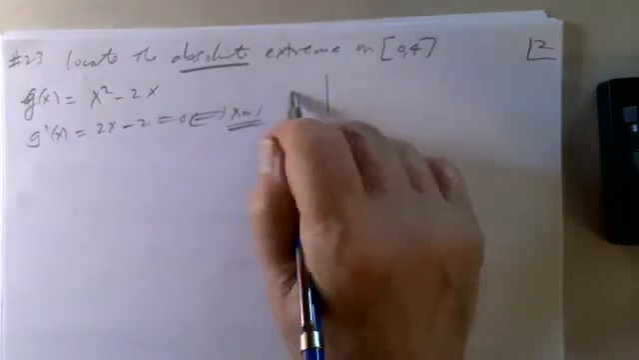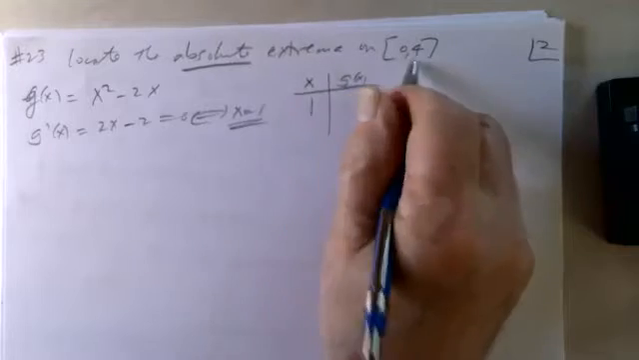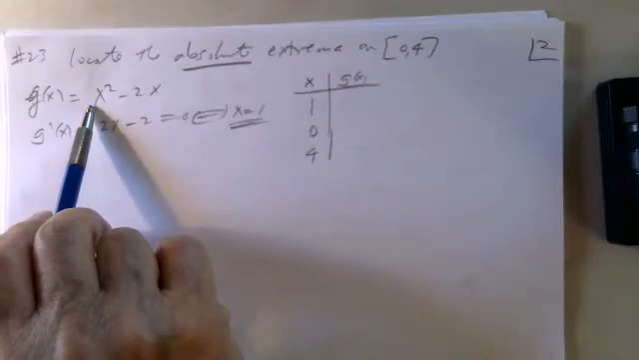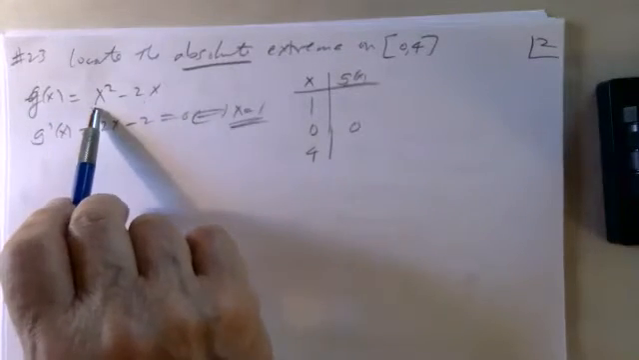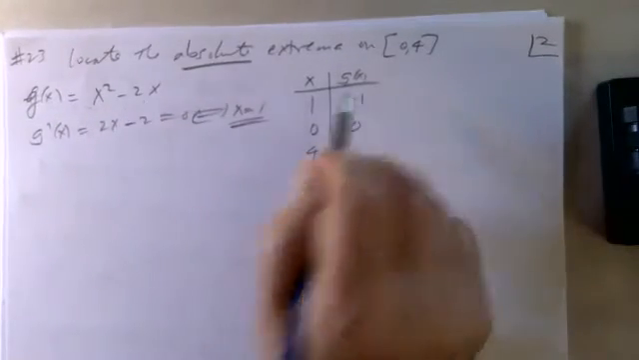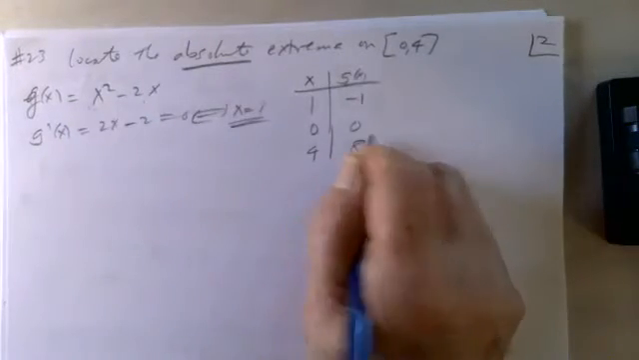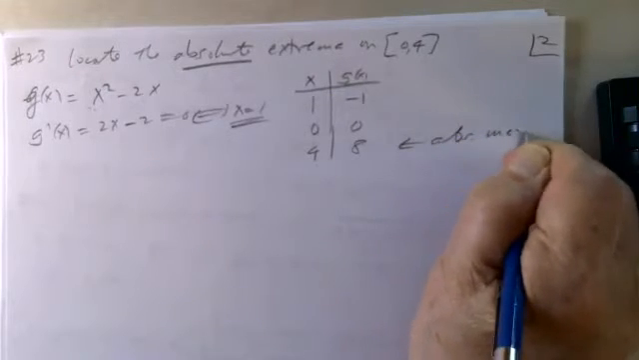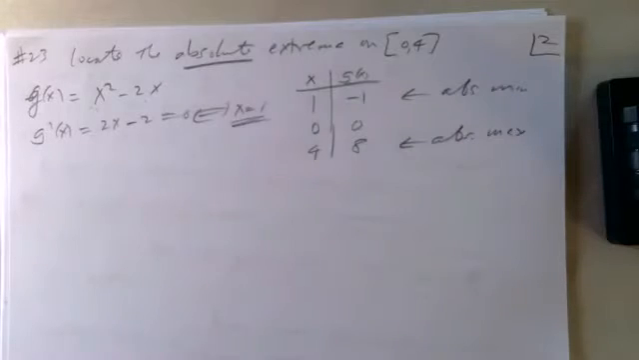So this is the only critical number, but we have to evaluate the function g of x at the critical number and also at the endpoints. So when x is equal to 0, g of 0 is 0. When x is 1, g of 1 is 1 minus 2, which is minus 1. When x is 4, this is 16 minus 8, which is 8. So this is the absolute max, and this is the absolute min on this interval.